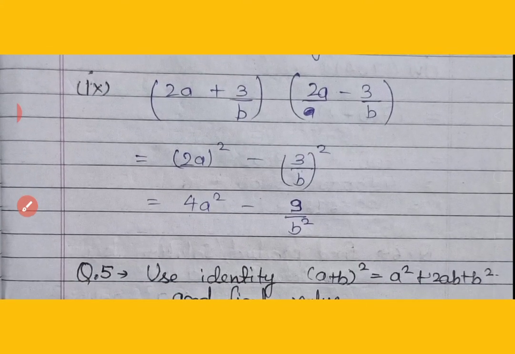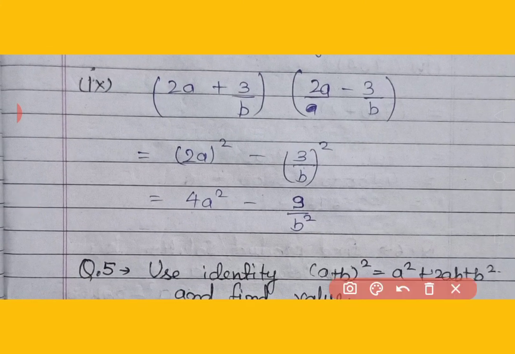Next question, it has given 2a plus 3b in the first bracket and in the second bracket 2a minus 3b. Here 2a is determined as a and 3b will be determined as b.